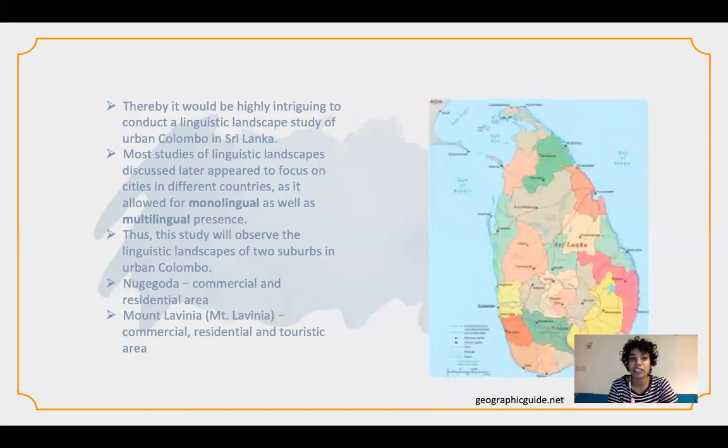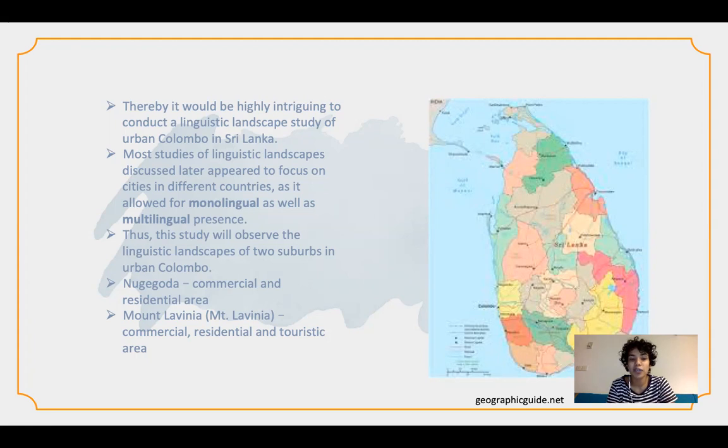So moving on, I found it quite intriguing to conduct a linguistic landscape study of urban Colombo. I do have to mention at this point that this study was done in partial fulfillment of one of the courses provided by Professor Magnus Hooper during my master's studies at the University of Gießen. So I found it quite interesting to see how certain linguistic landscapes could be studied, and that linguists could talk about monolingual as well as the multilingual implications of those localities.